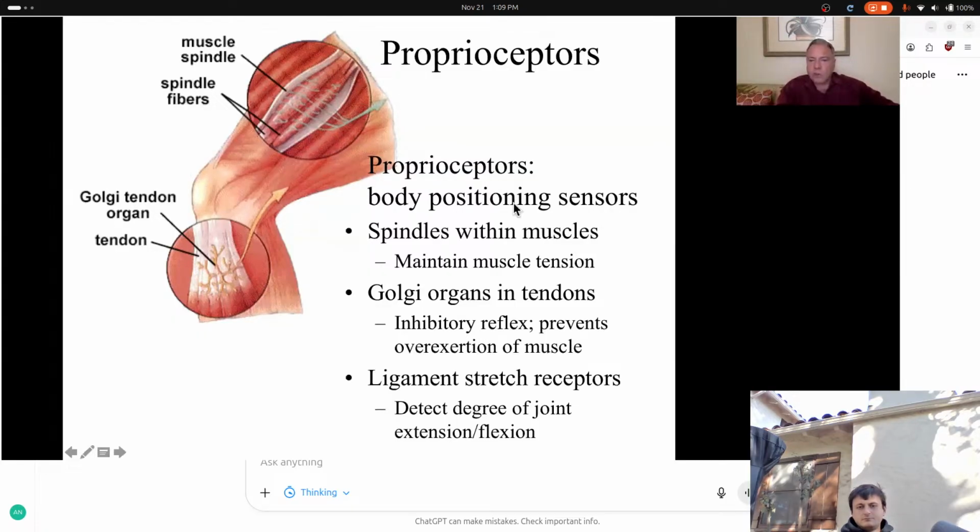And then these Golgi organs in the tendons prevent you from over pulling, because potentially you could contract that muscle strong enough to pull it right off the bone. The Golgi organs help inhibit the contraction of the muscle to prevent you from damaging yourself by contracting your muscles too hard. And then the ligaments have these stretch receptors that tell you the angle of the joint. So again, part of the information.